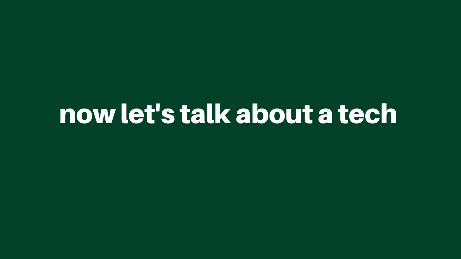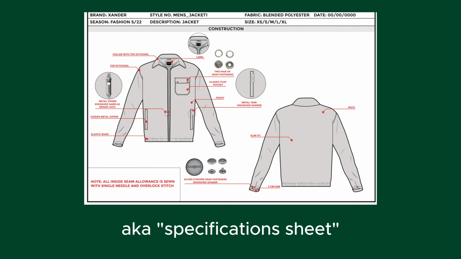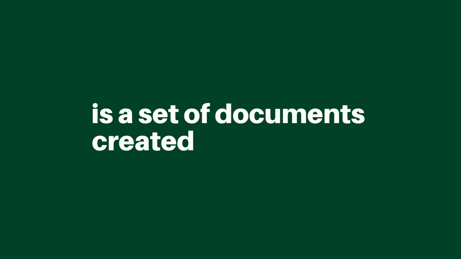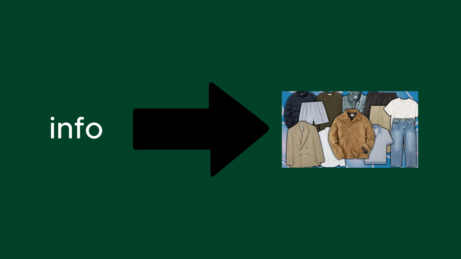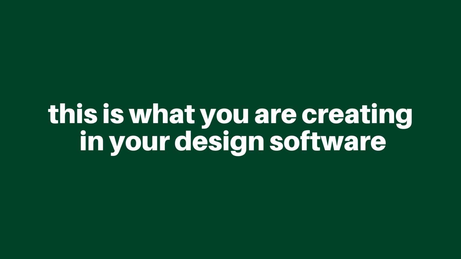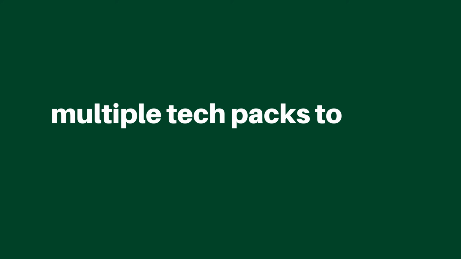Now let's talk about a tech pack. A tech pack, also known as a specification sheet, is a set of documents created by designers to explain their design to a manufacturer so that they can turn this information into a finished piece of clothing. This is what you are creating in your design software. For your first drop, I highly recommend starting with a collection of graphic tees. I will be showing and explaining multiple tech packs to help you get the idea.